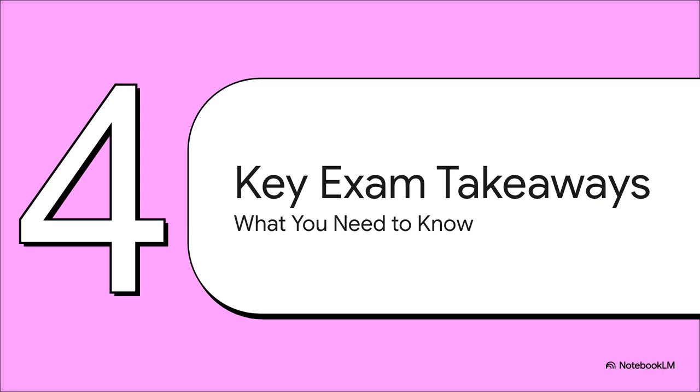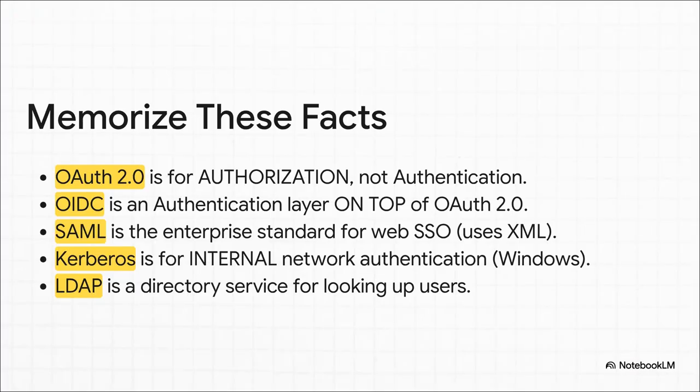Okay, we have covered a ton of ground, so let's boil it all down to the absolute must-know, can't-forget facts for your CISSP exam. Think of this as the final rapid-fire review. Seriously, commit this slide to memory. OAuth 2.0 is for permissions. OIDC adds login on top of that for modern apps. SAML is the big boss of corporate web SSO, and it uses XML. Kerberos owns the internal office network for Windows, and LDAP is just the phone book for looking up user info. If you can keep these 5 points straight, you're going to be in fantastic shape for any scenario questions they throw at you.